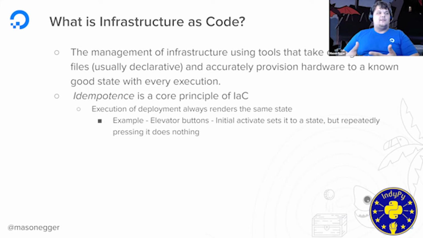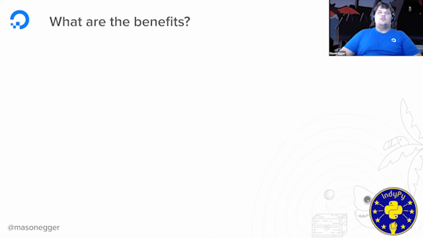A great example to demonstrate idempotence is elevator buttons. When you first push the call button on the elevator to bring the elevator to you, it starts bringing the elevator, but you can push it as many times as you want. It doesn't change anything. So once we have our infrastructure stood up, we could rerun Terraform apply 100 times. As long as the state file didn't change, the infrastructure will not be touched. So that's the whole purpose of infrastructure as code.